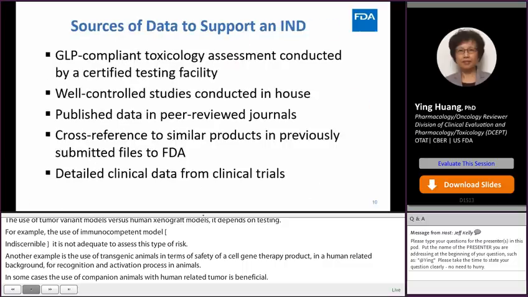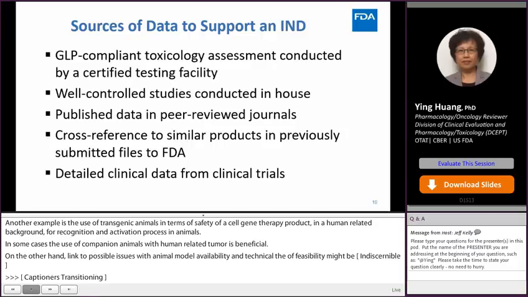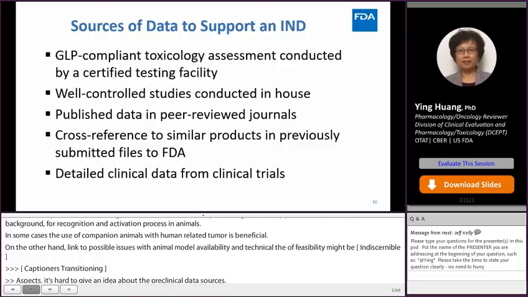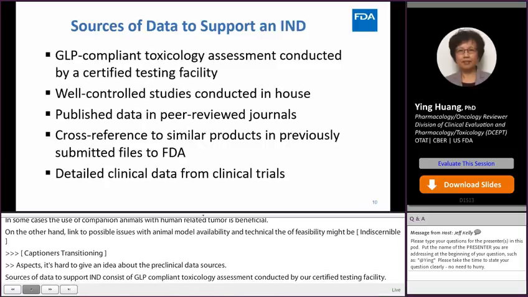Before moving to the discussion of specific aspects of preclinical assessments, I thought it would be helpful to give an idea about preclinical data sources. Sources of data to support an IND consist of GLP-compliant toxicology assessment conducted by a certified testing facility, well-controlled studies conducted in-house, published data in peer-reviewed journals, cross-reference to similar products in previously submitted files to FDA, and detailed clinical data from clinical trials.